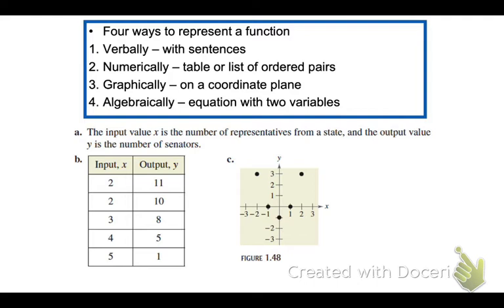So the input value X is the number of representatives of a state. The output value Y is the number of senators. That is verbally. We have an XY table or an input-output table, which you guys don't like to think that exists, but it does. We have a graph, and then Y equals X squared plus 4 is an equation. So those are the 4 ways, verbally, numerically, graphically, and algebraically, that you can represent a function.